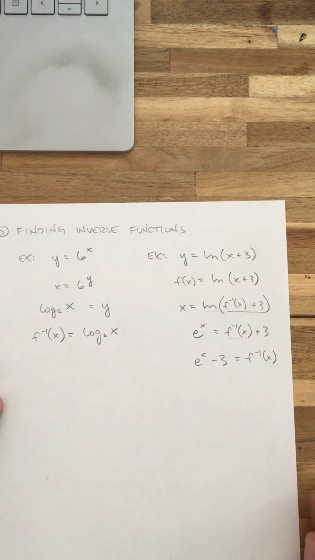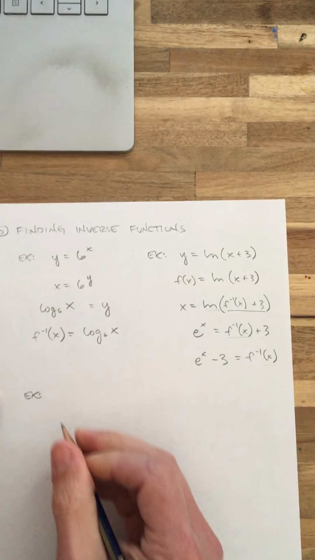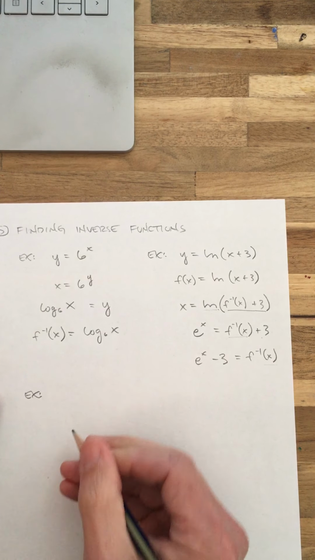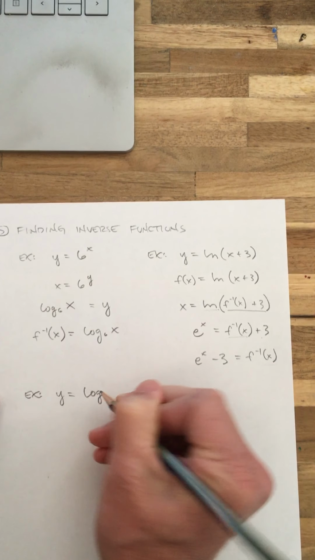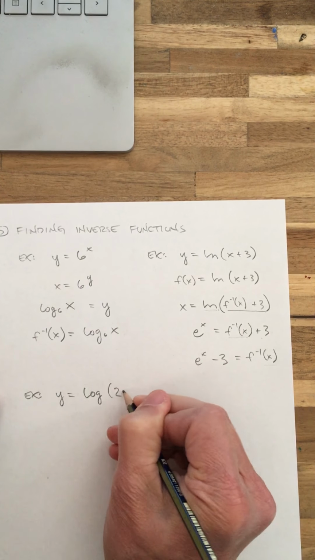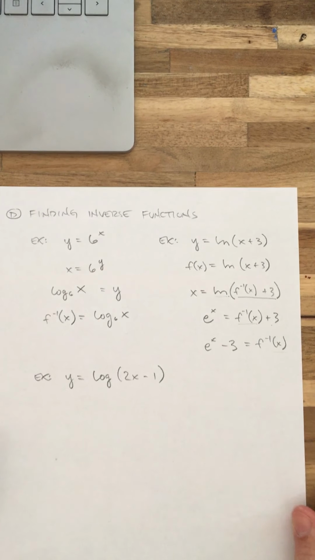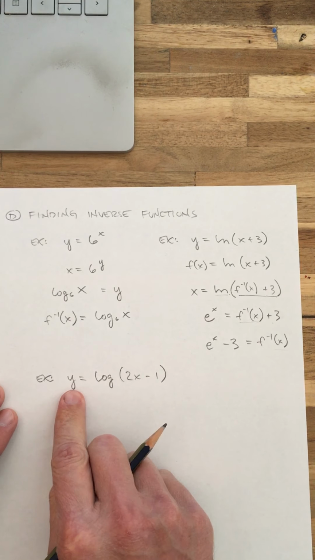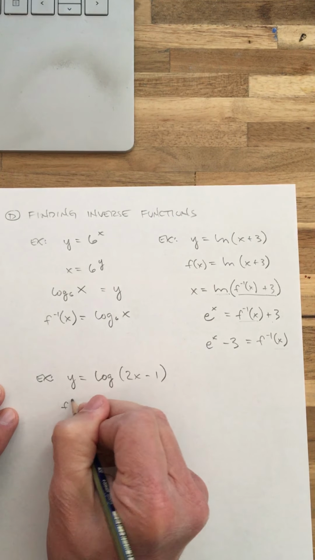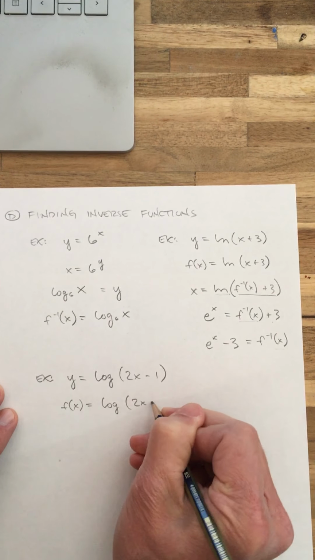Let's try one more. See if you guys can do this. Here. All right, try this guy. y equals the log of 2x minus 1. Okay? All right. I would pause it. Okay, here we go. Again, we want this to be f of x, okay? So f of x equals the log of 2x minus 1.